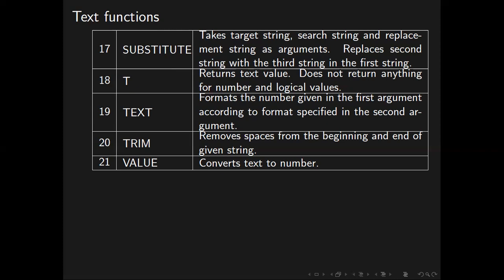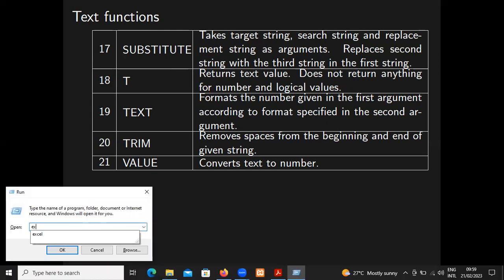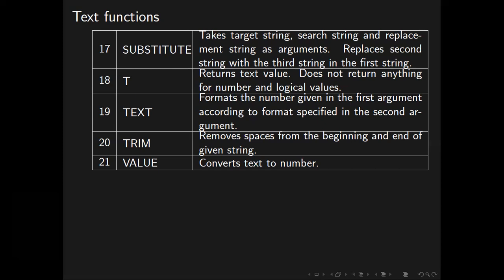Then VALUE converts any given text into an equivalent numeric value. VALUE is similar to N in numbers. I'll show you how these functions work. With this, all Excel functions required for us have been covered. Not all Excel functions, but we have covered almost whatever functions are needed for our practical purpose.